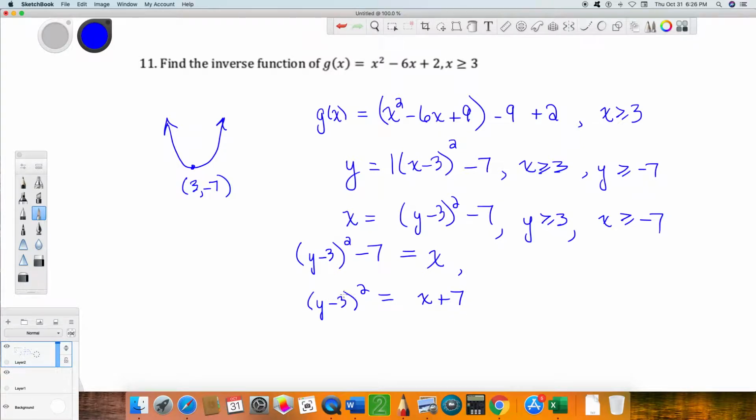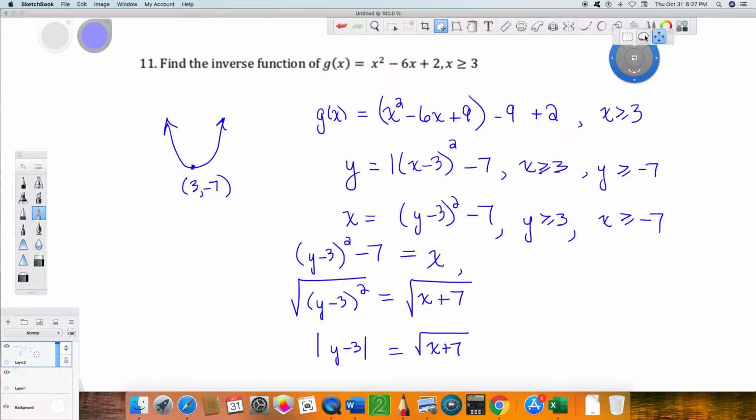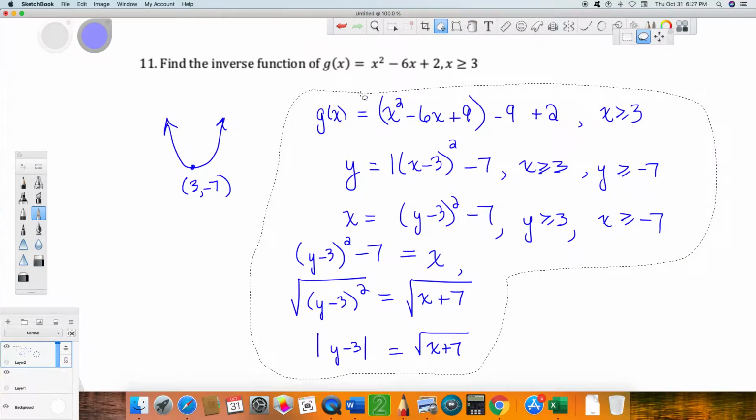To get rid of this exponent of 2, I'm going to take the square root, and to balance the equation, I'm going to take the square root of the other side. I need absolute value symbols around that variable. And that's where that plus or minus comes from. It doesn't come from the right-hand side. It comes from the fact that we are taking a square root of a variable.